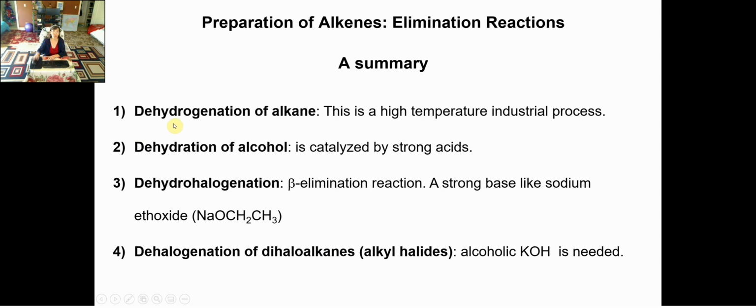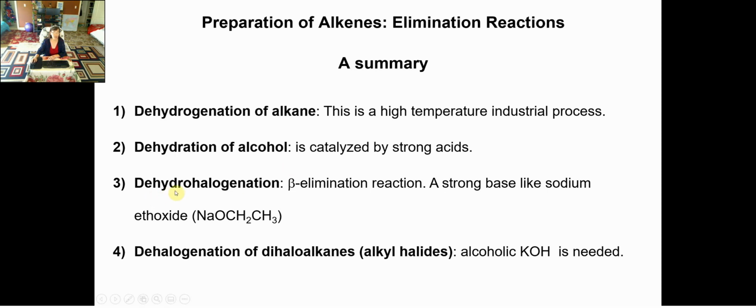The first method we can use is called dehydrogenation of your alkane to remove a hydrogen molecule and then produce an alkene. This reaction normally occurs at a very high temperature. It's an industry process. Normally you can use a noble metal as a catalyst. The second method is called dehydration of an alcohol to remove a water molecule and produce your alkene. This reaction requires a strong acid such as sulfuric acid as your homogeneous catalyst.